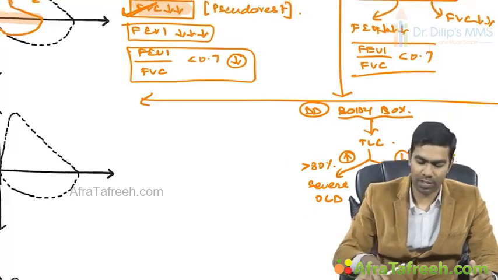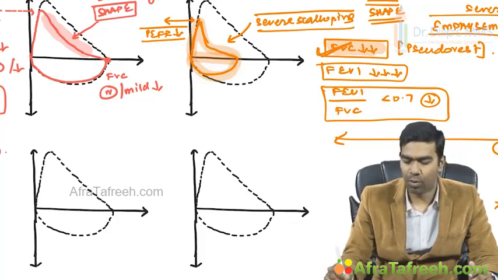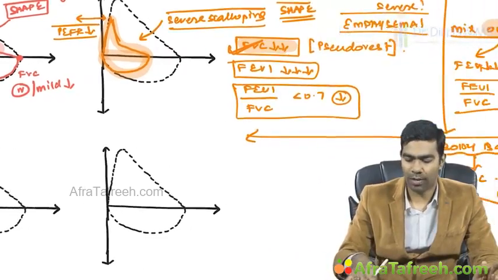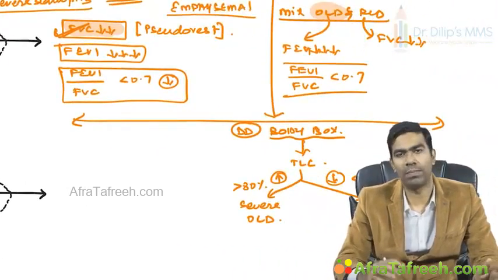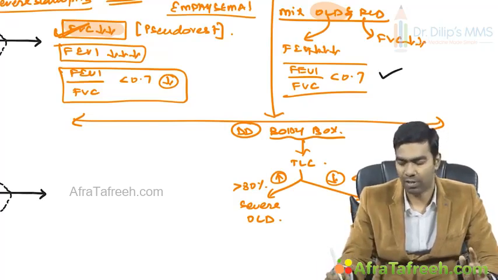This is very important, which means the same kind of curve you can get in both kinds of patients, either in a severe OLD with pseudo restriction, or also in patients with mixed obstructive lung disease and restrictive lung disease. These patients will also behave with the same parameters. So how will you differentiate?